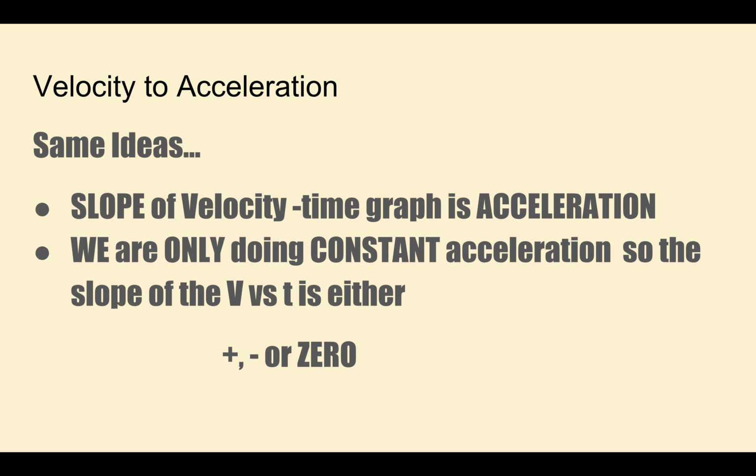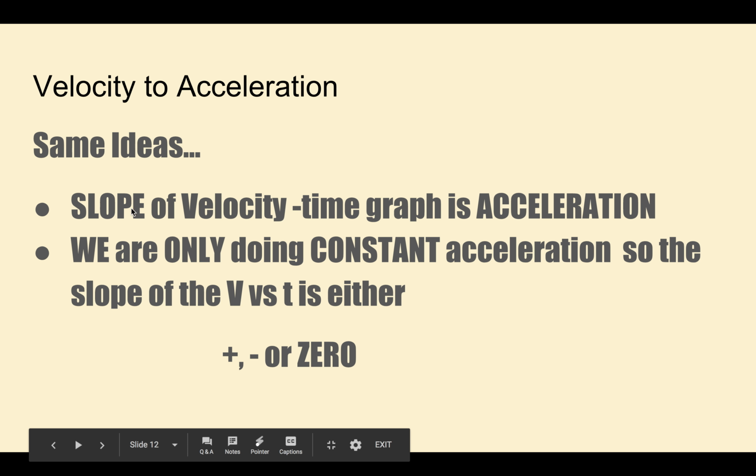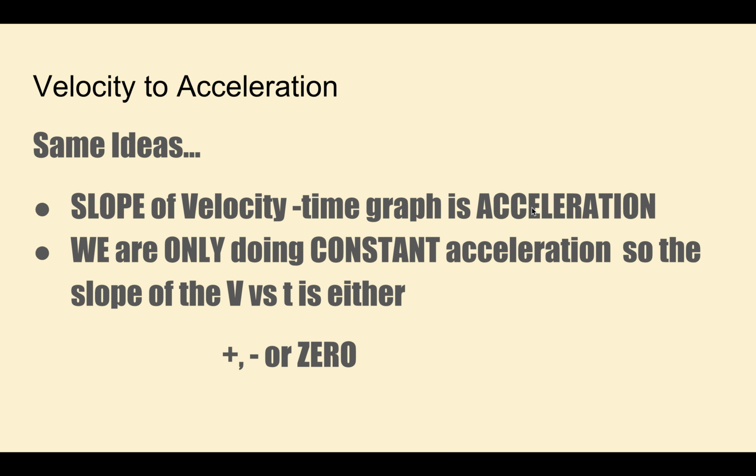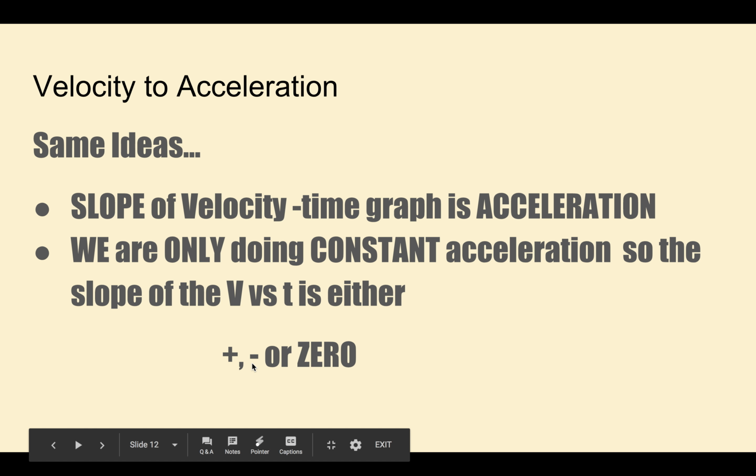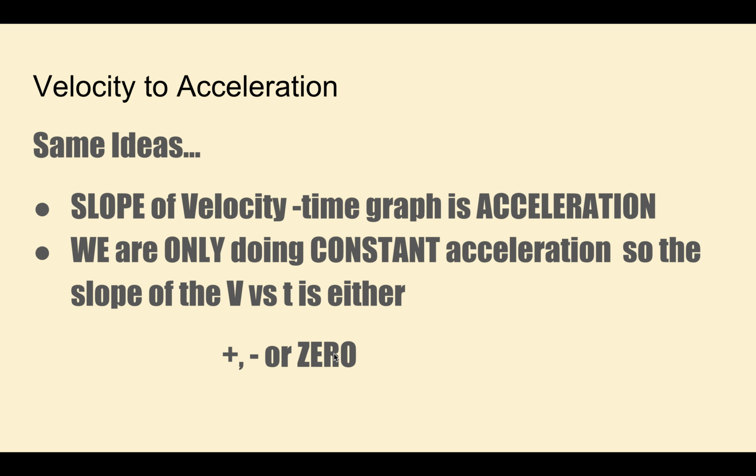Now, when we go from the velocity to the acceleration graph, the same ideas are going to apply. Again, the thing that you must know is that the slope of the velocity time graph is the acceleration. We are only doing constant acceleration, so the slope of the velocity versus time graph is either going to be positive and constant, negative and constant, or zero. These will always be just horizontal lines. It just depends where you're going to draw the horizontal line.